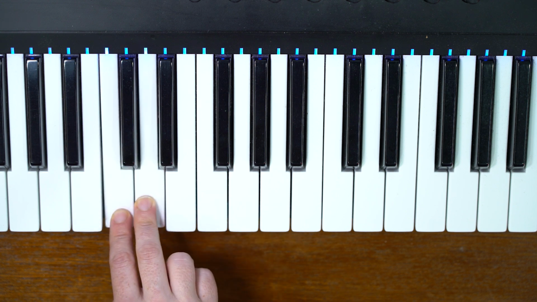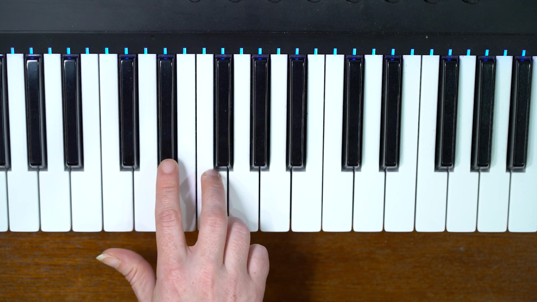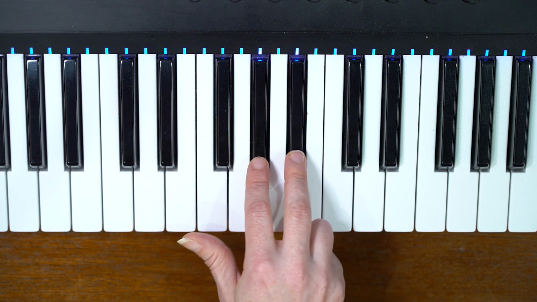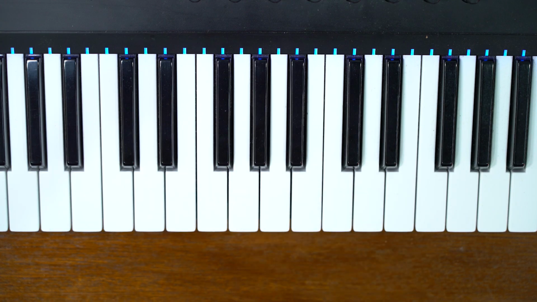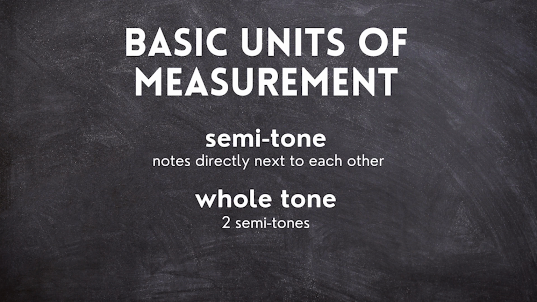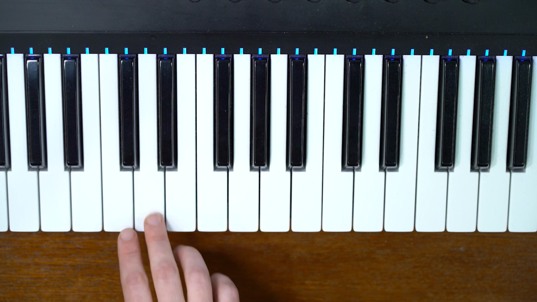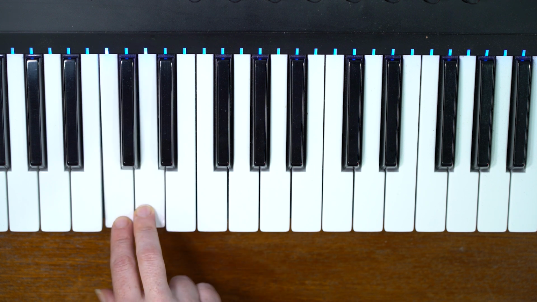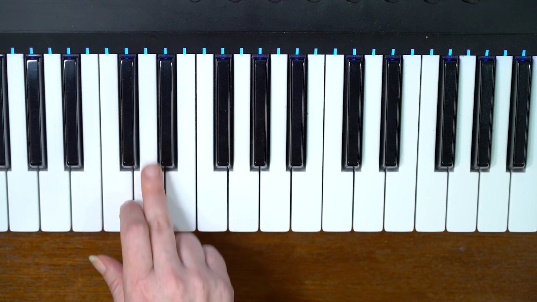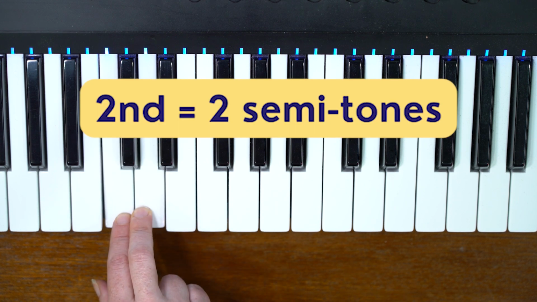There's one more basic unit of measurement, which is really two semitones. When we talk about notes being two semitones apart, we call that a whole tone. So this is a whole tone, this is a whole tone, and this is a whole tone. Understanding that the semitone and the whole tone are the basic units of measurement in Western music allows us to understand all the distances between notes in terms of semitones. We can also call the whole tone a second. In music theory, we call this distance of two semitones a second. That's what the interval name is.